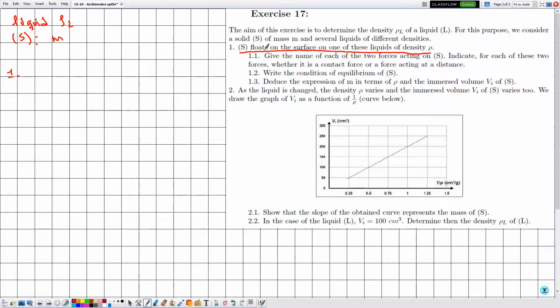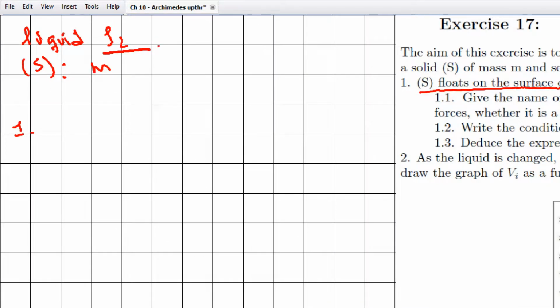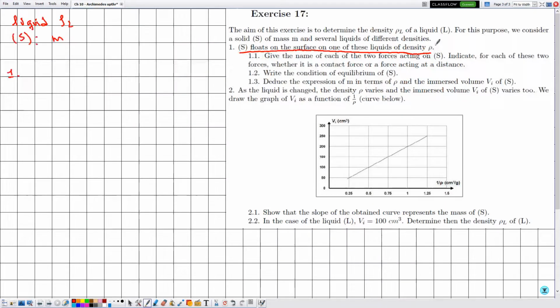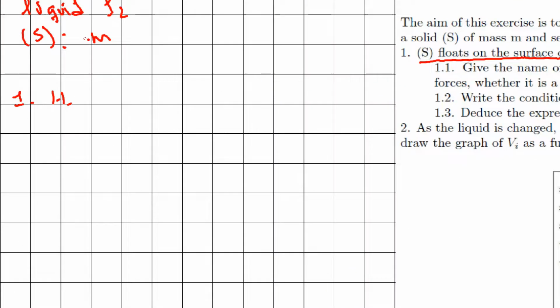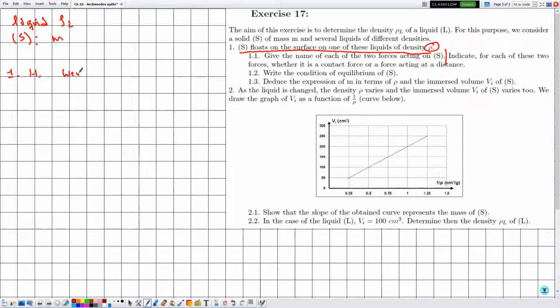Because S floats on the surface of the liquid, we can use the condition of equilibrium, and the density of this liquid, when S floats, is not denoted by ρ L, however it's denoted by the density ρ. Now in 1.1, give the name of each of the two forces acting on S. Because the solid S has a mass, it is subjected to the weight W vector. And because we have a liquid, it is subjected to the Archimedes upthrust.